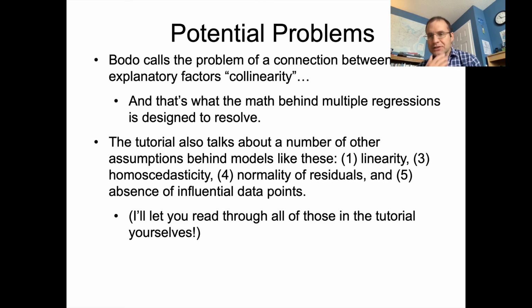The tutorial also talks about a number of other assumptions behind linear models like these. Linearity is number 1. Colinearity up here is number 2. 3 is homoscedasticity. 4 is normality of residuals. 5 is absence of influential data points. There's a lot of them.